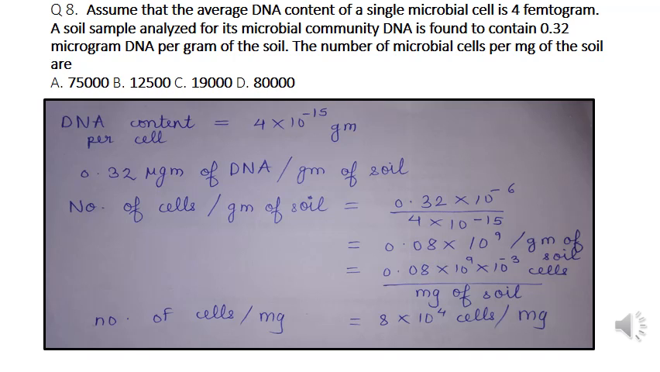Now after conversion, you get 8 into 10 raised to 4 cells per mg. So it is very important that you convert decimals into whole numbers appropriately, because most of the time you may make a mistake while converting. In spite of arriving at the right answer, you might get your answer converted wrongly. So it is very important that you convert the answer appropriately. So the number of cells per mg of the soil is 8 into 10 raised to 4 cells per mg of the soil.